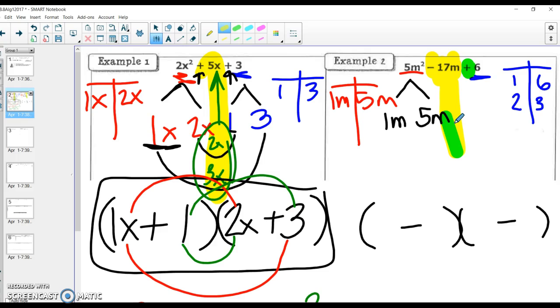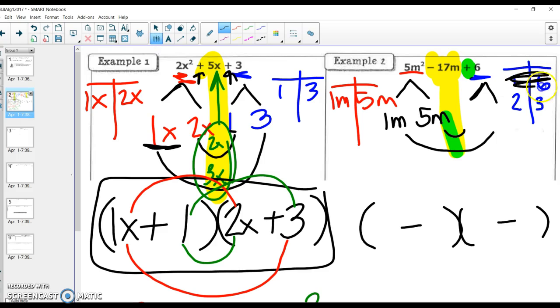Should I use the 1 and 6? Or should I use the 2 and 3? Alright, so I'm just thinking through in my head of which way to do it. If I did 1 and 6, that's not the right answer. If I did that, I would get 5m and I would get 6m. When I add those together, do they give me 17? They do not. That is not the right answer. Okay? If I switch them around, so it's 6 and 1, would that work? That wouldn't work either. Okay, so I think it's going to be 2 and 3.